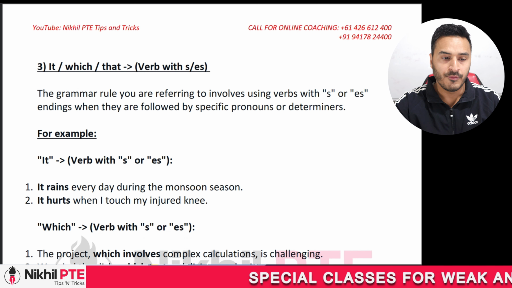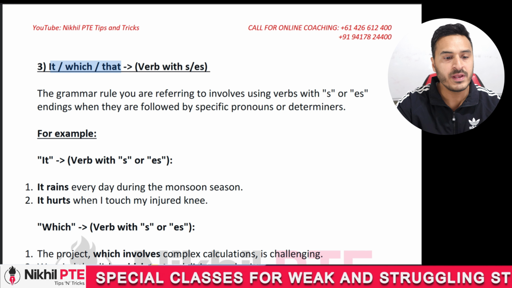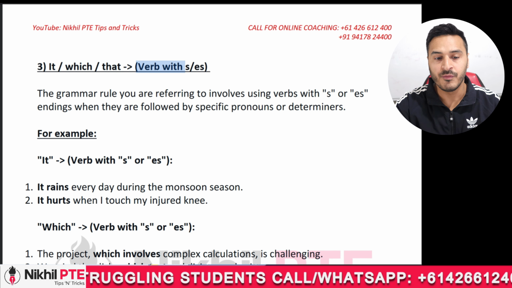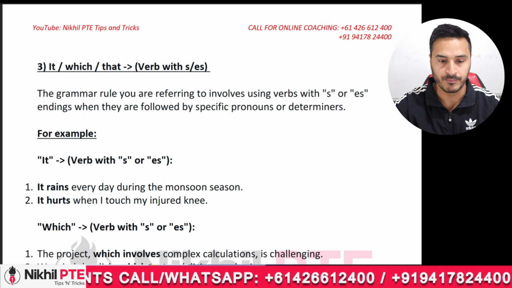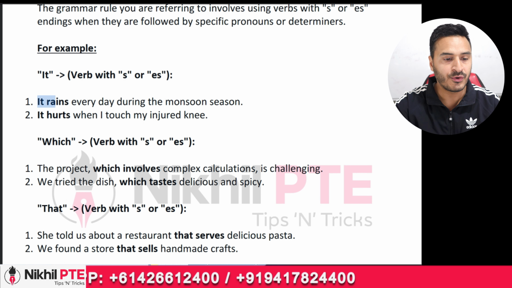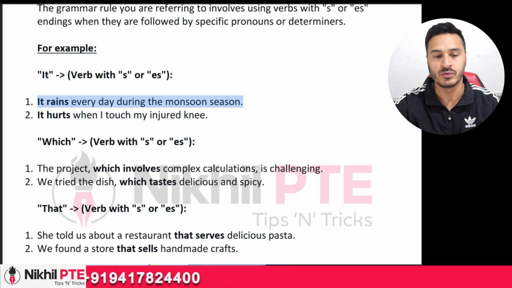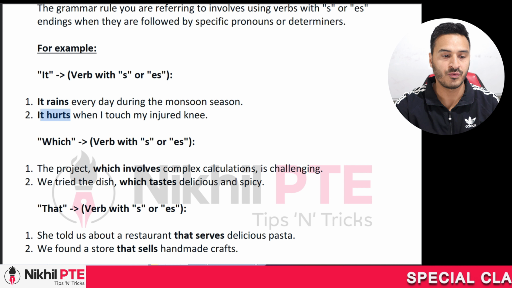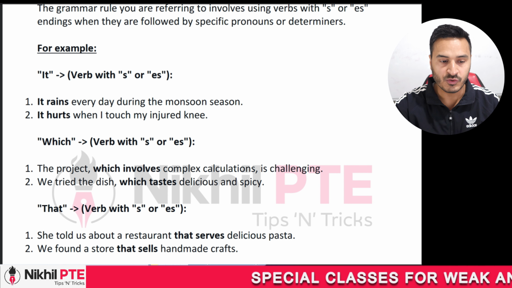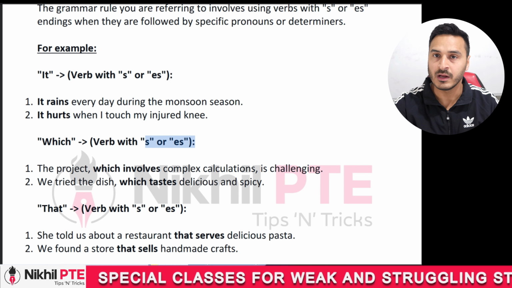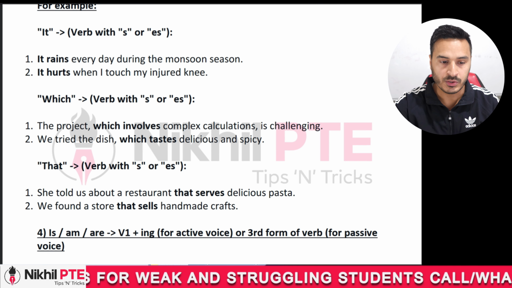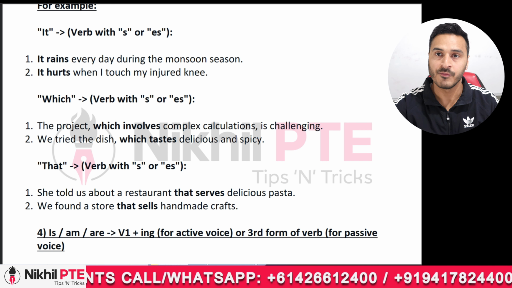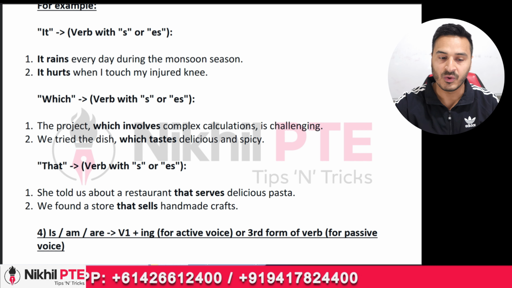Third rule: whenever you find "it", "which" or "that", then after it, where there is a blank, a verb with s or es will come. For example, it rains every day during the monsoon season. It hurts when I touch my injured knees. First form plus s. In the case of "which", again s or es will come with the first form of the verb. The project, comma, which involves, is a verb: first form of the verb with s or es.